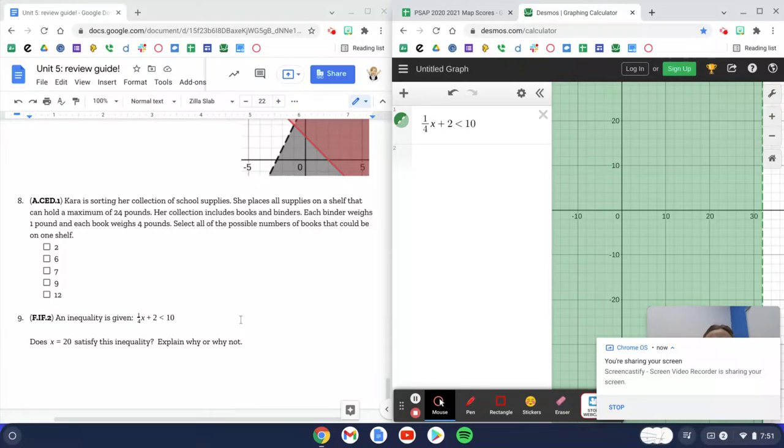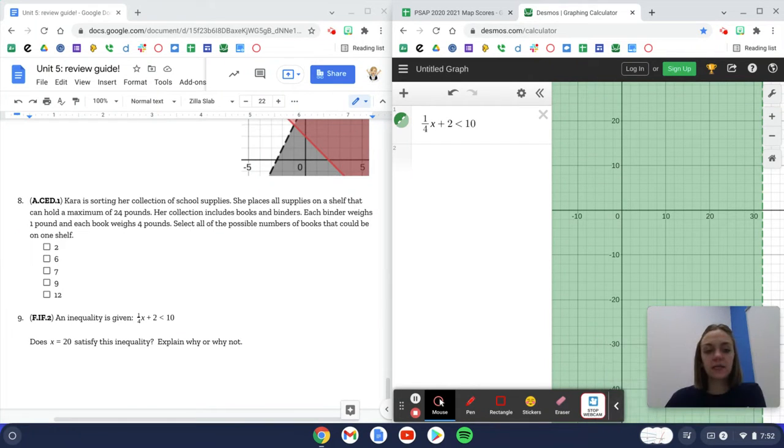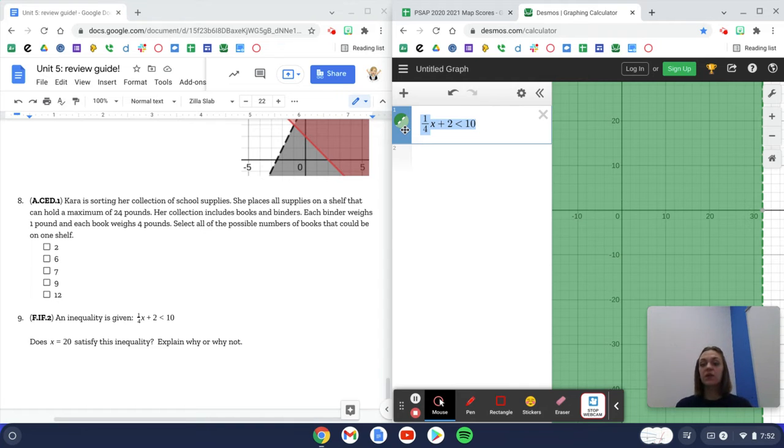Question 9 says an inequality is given: 1/4 x + 2 < 10. Does x = 20 satisfy this inequality? Explain why or why not. So immediately what I did was put this in Desmos.